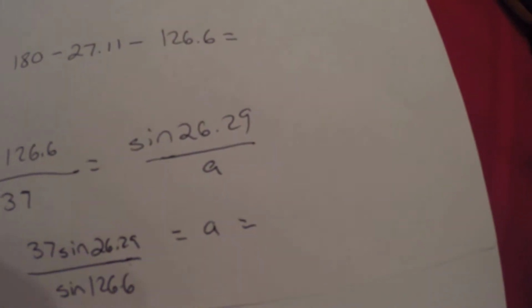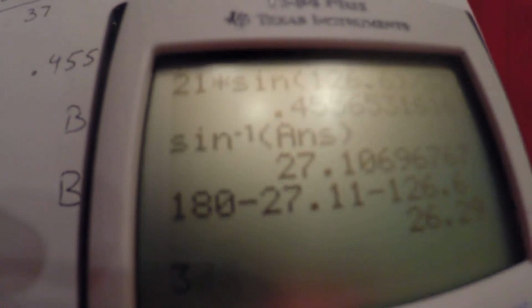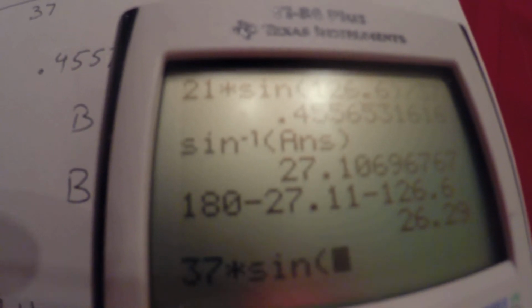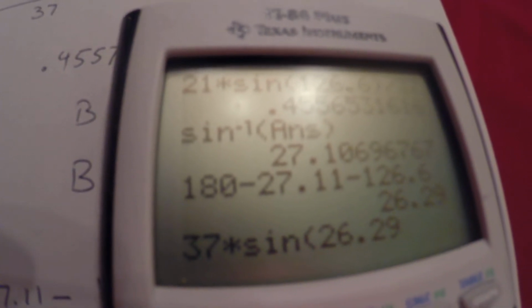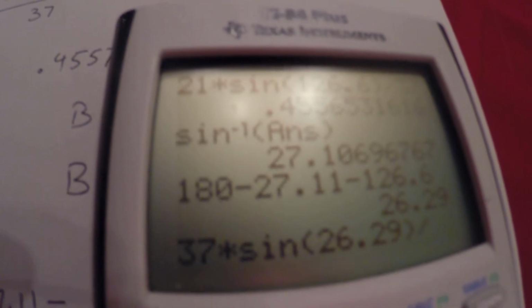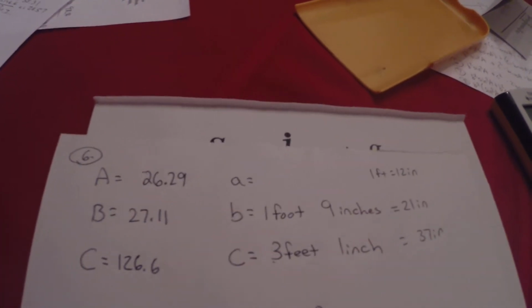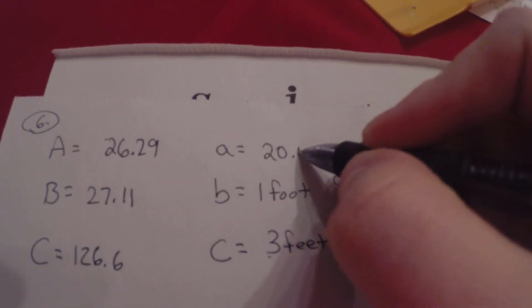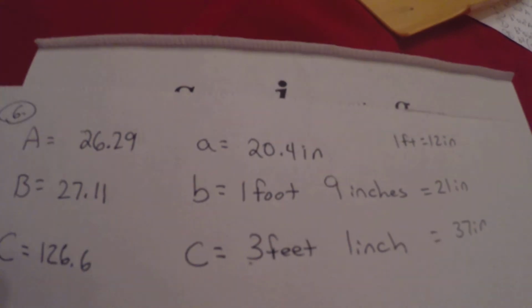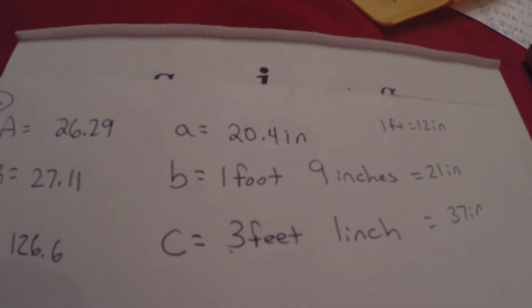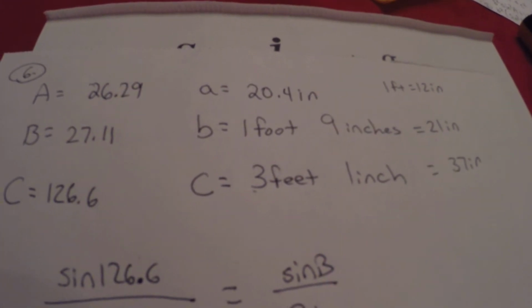All right, what's the answer here? If I type in the calculator 37 times sine 26.29 divided by sine 126.6, I get 20.4. So this value here is 20.4 inches. All right, hopefully that makes sense. You guys are okay with that.